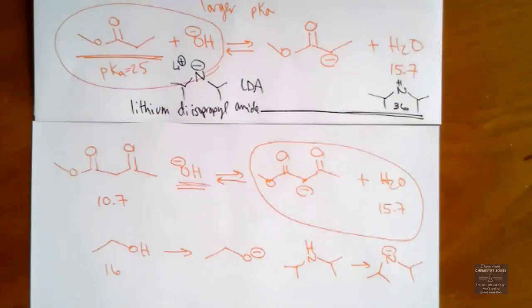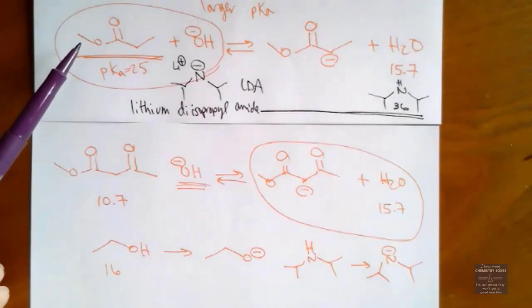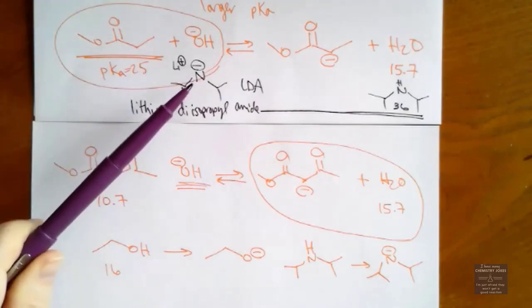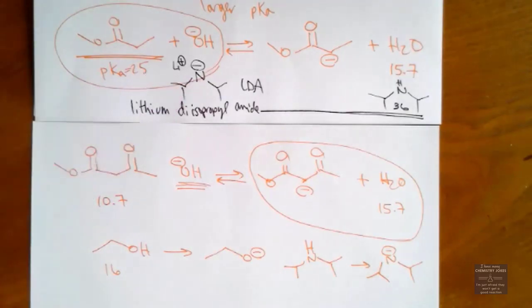So let's give you a take-home message before we move along. When I use a base like hydroxide or ethoxide, depending on what exact thing I'm trying to pluck an alpha hydrogen from, hydroxide may favor reactants, hydroxide may favor products. Ethoxide may favor reactants, ethoxide may favor products. But LDA is super strong. It's a beast. So when I put LDA with any of these carbonyl compounds where I want to pluck an alpha hydrogen, LDA will favor product formation.